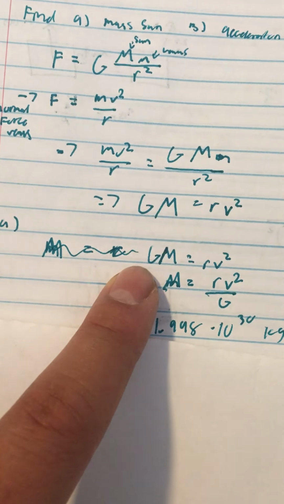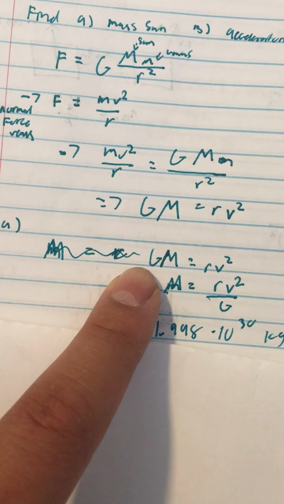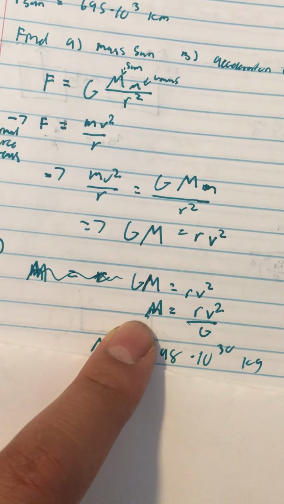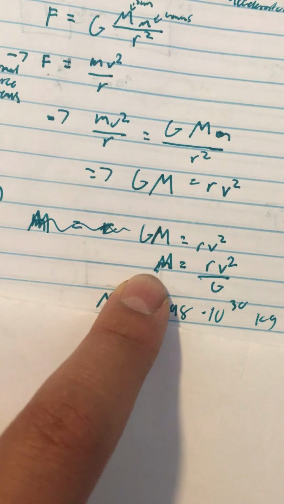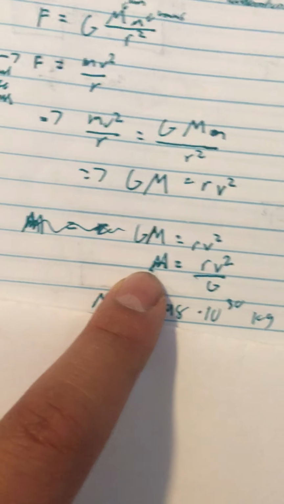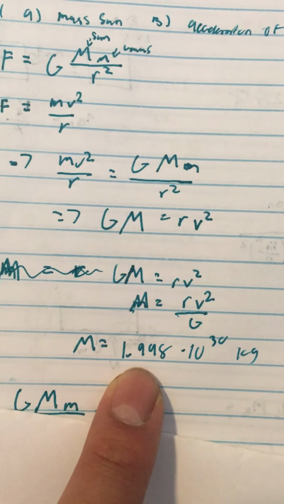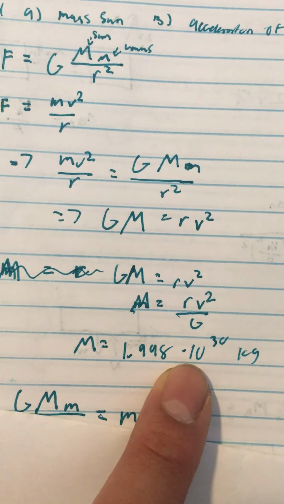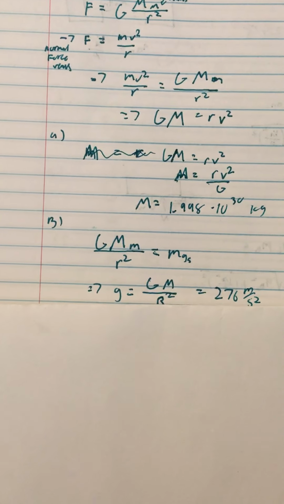Then we solve for the mass. We use this equation we just found and solve it for the big M, which is the mass of the sun. Plug in our values, and we get 1.998 times 10 to the 30 kilograms. Okay. B.